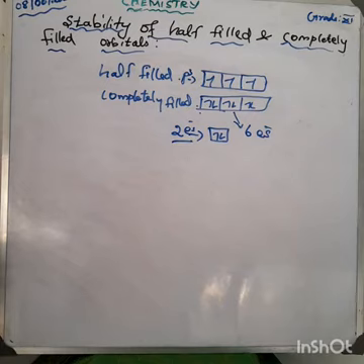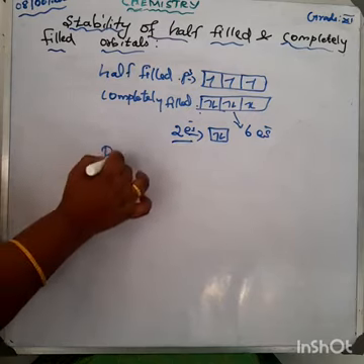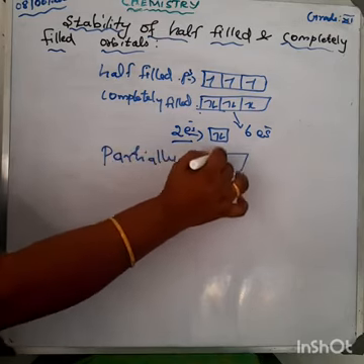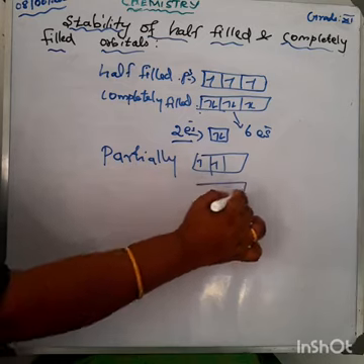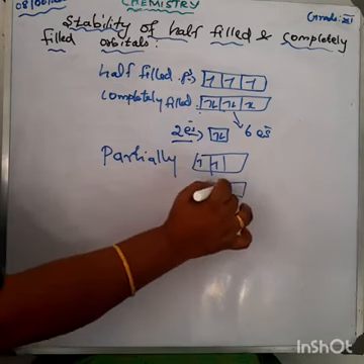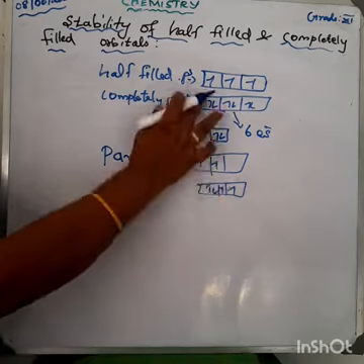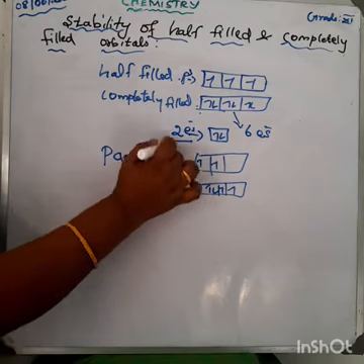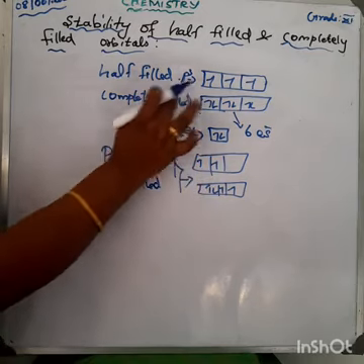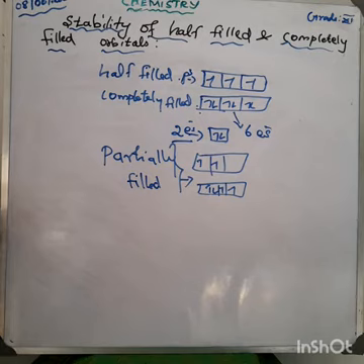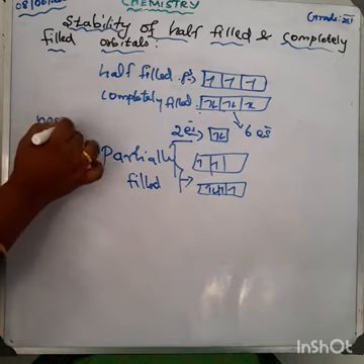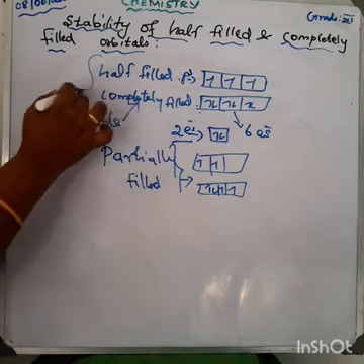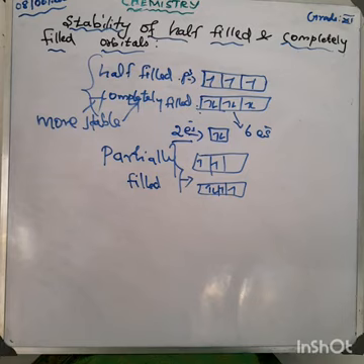What do you mean by partially filled? Partially filled means, suppose there are 2 electrons or 4 electrons. This is the partially filled orbital. So this is the half-filled orbital, this is the completely filled orbital, and this is the partially filled orbital. Half-filled or completely filled orbitals are more stable than partially filled orbitals. Why are they more stable?